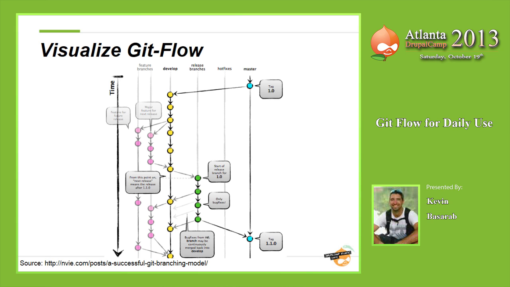And on that release branch, when we get done with it and roll it out to production, those changes are not only going to roll to production, they're also going to roll back into your develop branch so that you don't have any reversions or any problems down the road.